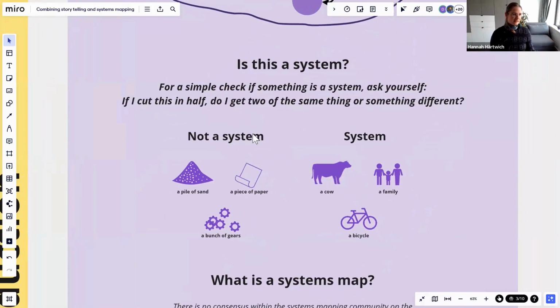And then, a simple checking question. If we are wondering, this thing that I'm dealing with, is that a system or not? We can ask ourselves, okay, if I were to cut this thing in half, do I get 2 of the same thing, or is it something different? For example, if I cut a pile of sand in half, we now just have 2 piles of sand, but they're still the same thing. Or the same, if we rip a piece of paper, we now basically have 2 pieces of paper. But if you think about cutting a cow in half, now these 2 pieces are not going to show the same behavior anymore as the whole cow or the whole family or the whole bicycle.